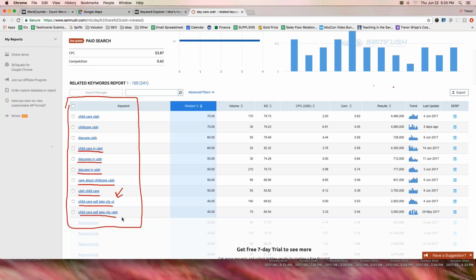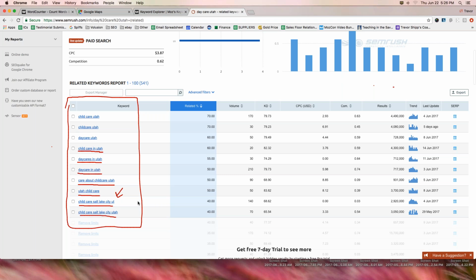So how do I use this? Well, I've noticed some different variations. So what I'm going to do is I'm going to write all these down, and I'm going to say, okay, child care with a space, but instead of Utah, I'm going to do Pleasant Grove. And then I'm going to do child care together as one word, and then I'm going to put in Pleasant Grove. And then I'll do daycare, one word, Pleasant Grove. Child care in Pleasant Grove. Do you see what I'm doing?